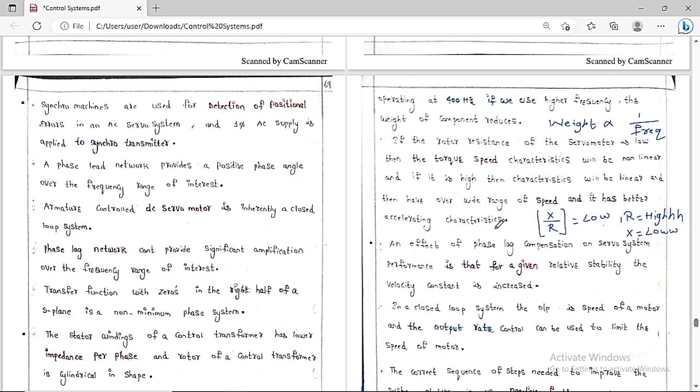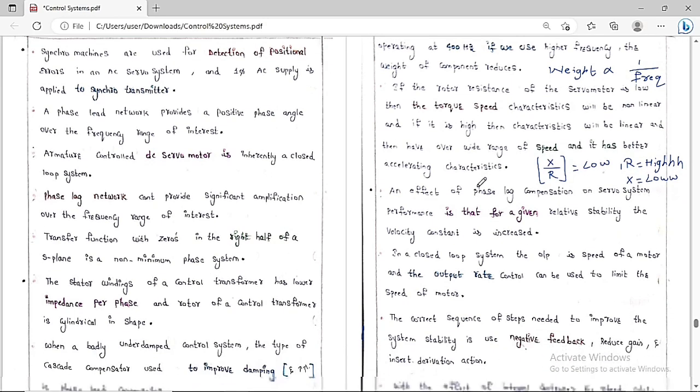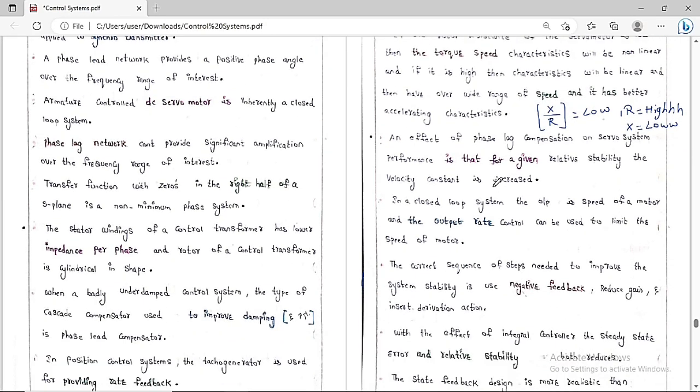The next point is the effect of phase lag compensation on servo system performance: for a given relative stability, the velocity constant is increased. So, what is the velocity constant? Velocity constant means we can say Kv.